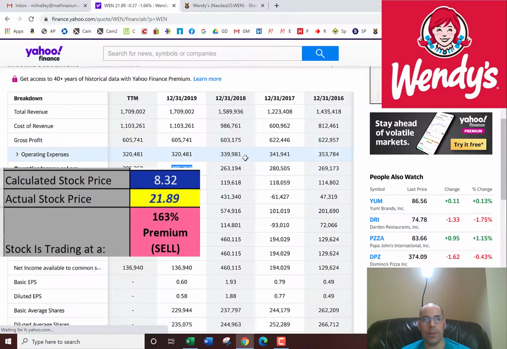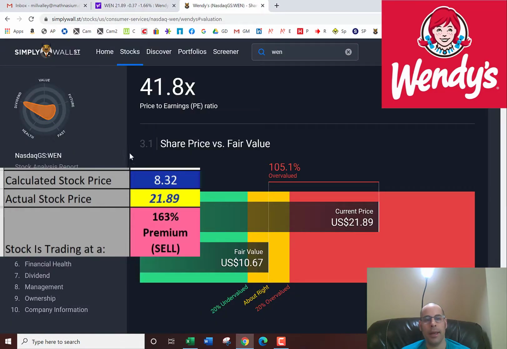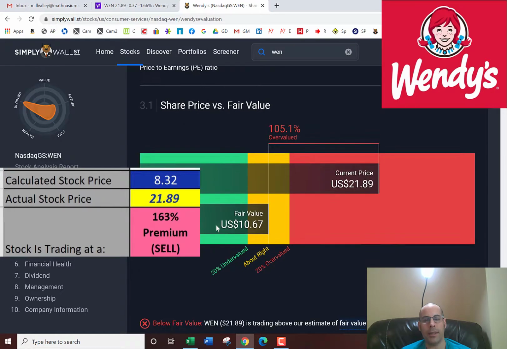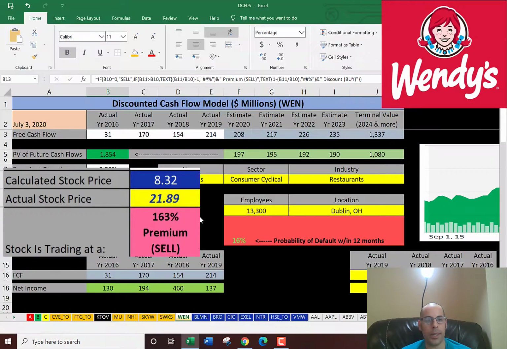Let's see what Simply Wall Street values the company at. They value it at $10.67, so that's right around what I'm valuing them at. So we're both in the same ballpark, saying the company's overvalued and it's not worth $22 a share.